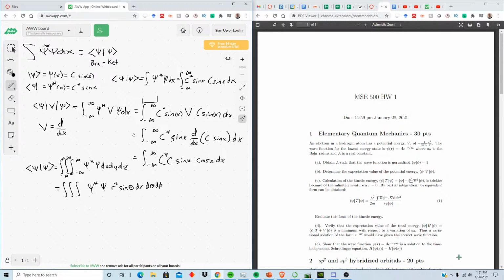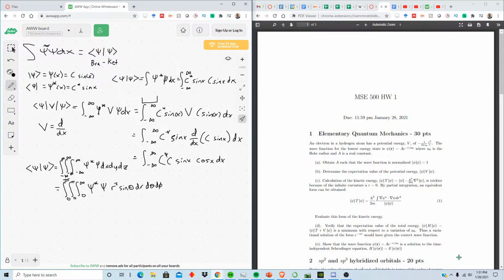And for the dr, this goes from 0 to infinity. For this theta, 0 to pi. And for this phi, 0 to 2 pi. And so these two integrals are actually the same. It's just a different coordinate system.